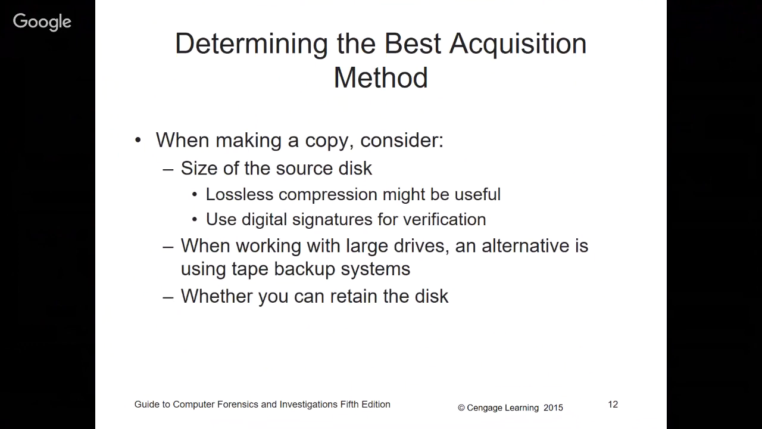When making a copy, consider the following: the size of your source disk, if lossless compression will be useful, or if digital signatures are needed for verification. When working with large drives, an alternative is to use tape backup systems. Now, tape may not be so common anymore, because once tape was a very common de facto standard for backups, not so much anymore. And whether or not you can retain the disk. If you can keep that drive, if the drive becomes part of your evidence, then you don't need to make an in the field copy.